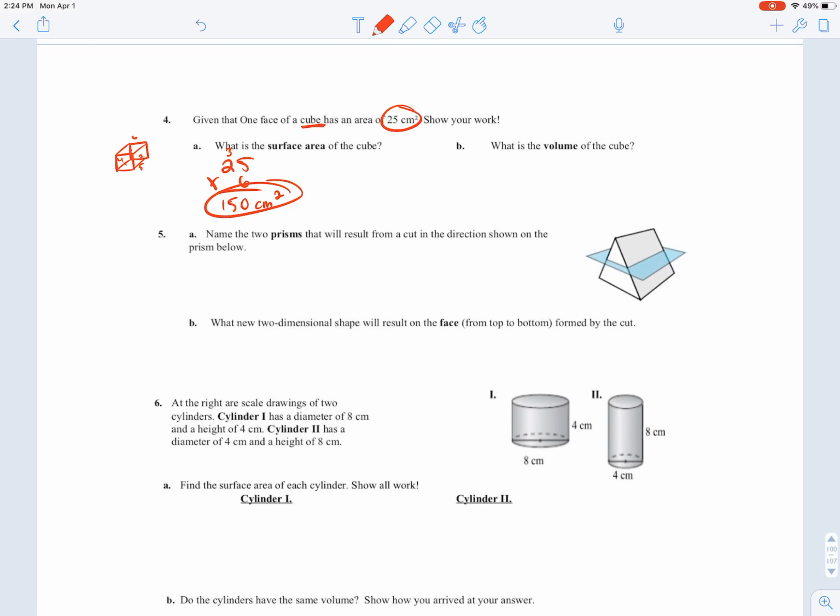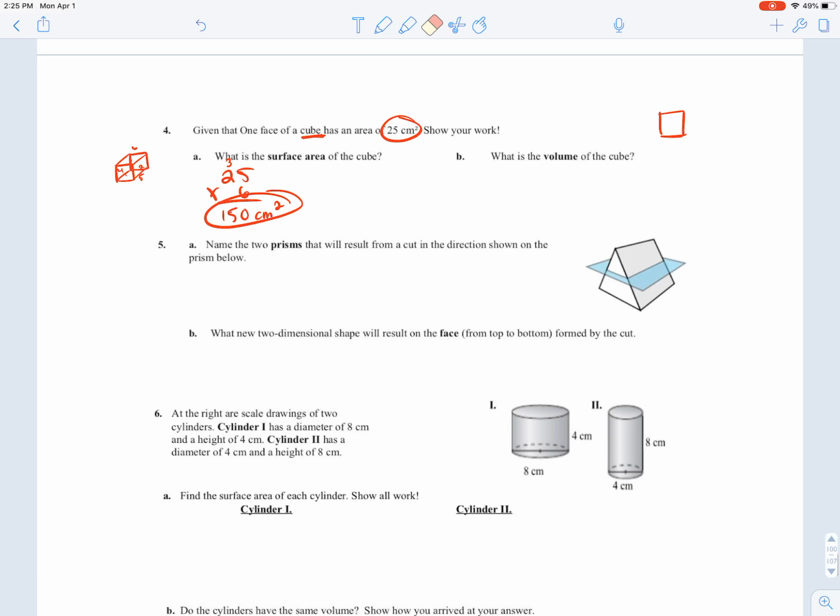Well, now we need to find what is the volume of the cube. You know, a cube is actually made up of all squares. Hopefully you know that the squares are all the same side length, right? Every side is exactly the same. So we need to ask ourselves, well, if the area of this square is 25, what numbers can I use to multiply together to equal 25? But they have to be the same number. So it looks like I'm going to be multiplying 5 and 5.